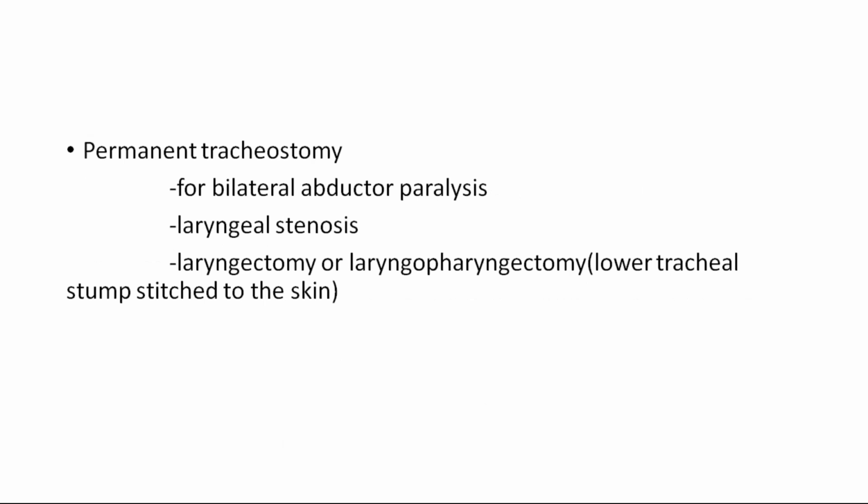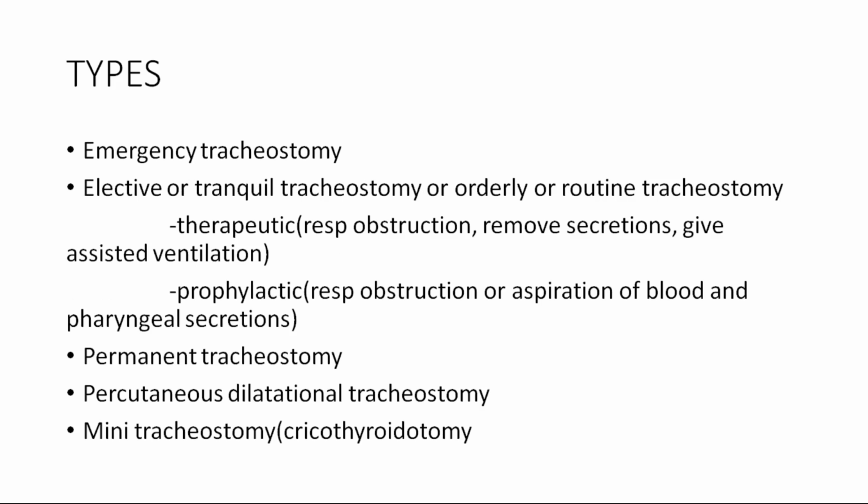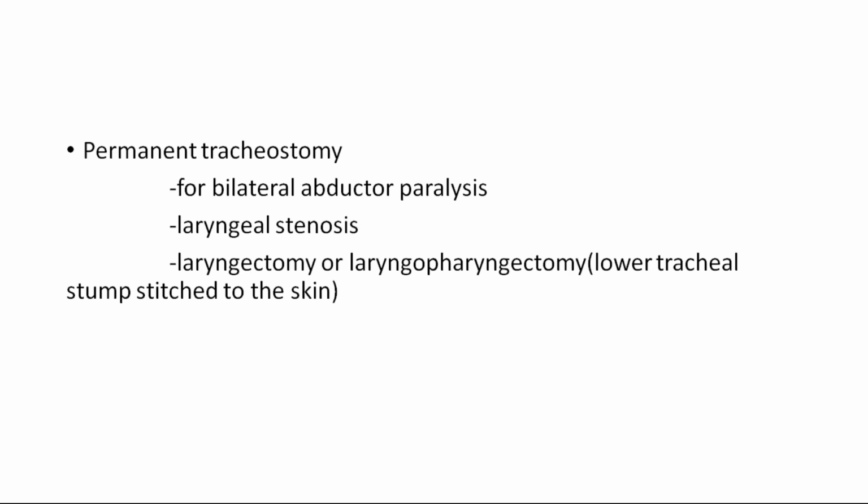Another one is permanent tracheostomy. Permanent tracheostomy is used for bilateral abductor paralysis, because the vocal cords are placed in the midline. So there can be difficulty for the air to pass through this closed glottic area, and we go for permanent tracheostomy in these cases because the patient can't open the vocal cords voluntarily for intake of air.